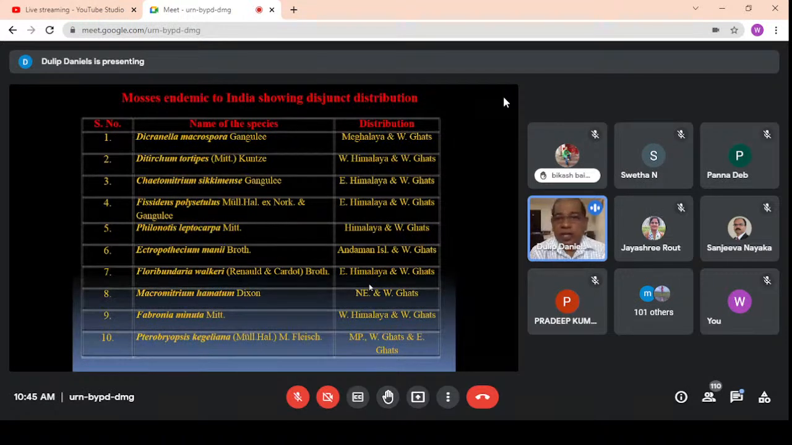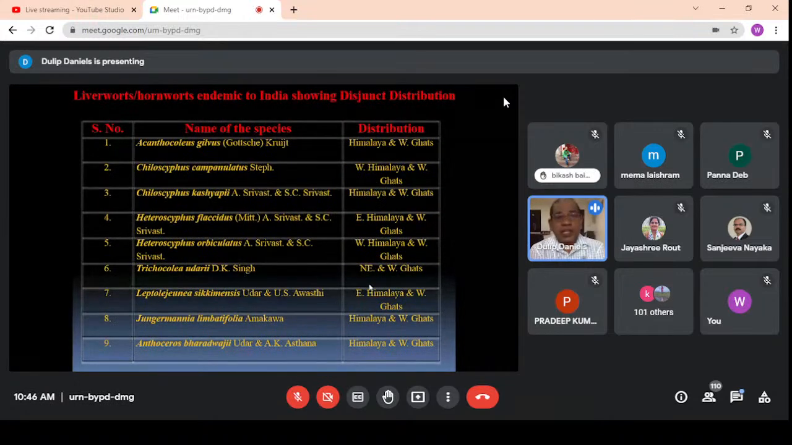Dicranella macrospora, you see Meghalaya, the Northeast, and the Western Ghats. Philonotis leptocarpa, you could see Himalaya and the Western Ghats. Ectropothecium mannii, you could see Andaman Islands and the Western Ghats. So, this pattern seems to persist. Pterobryopsis cageliana, you could say Madhya Pradesh, Western Ghats, and Eastern Ghats. Similarly, liverworts, you could see the same pattern being exhibited.